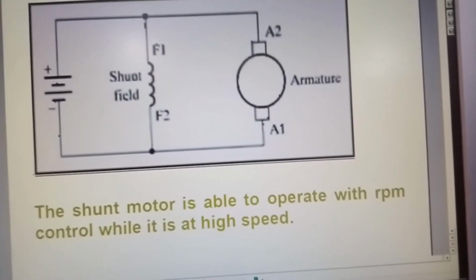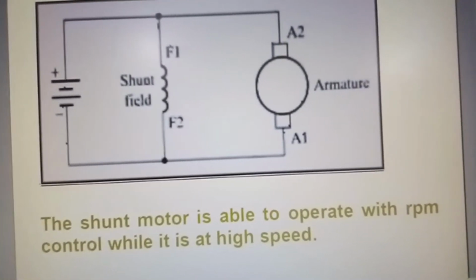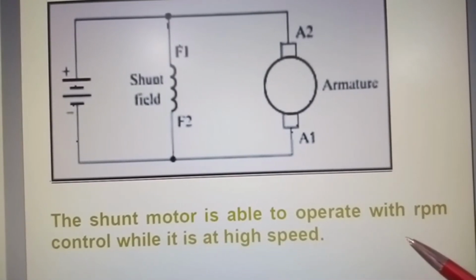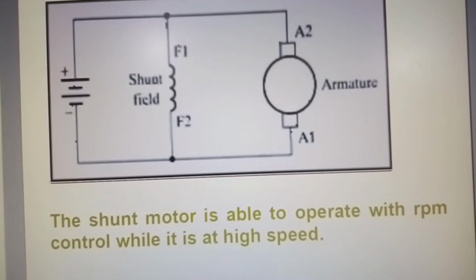And here we have a diagram, okay, showing you the shunt motor is able to operate with RPM control while it is at high speed. Okay.